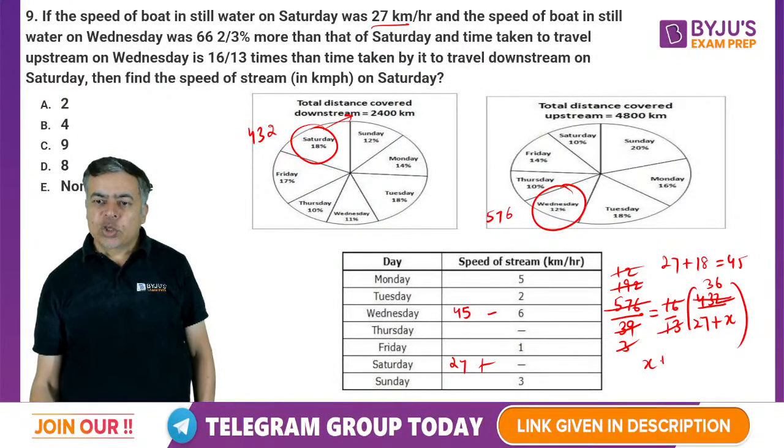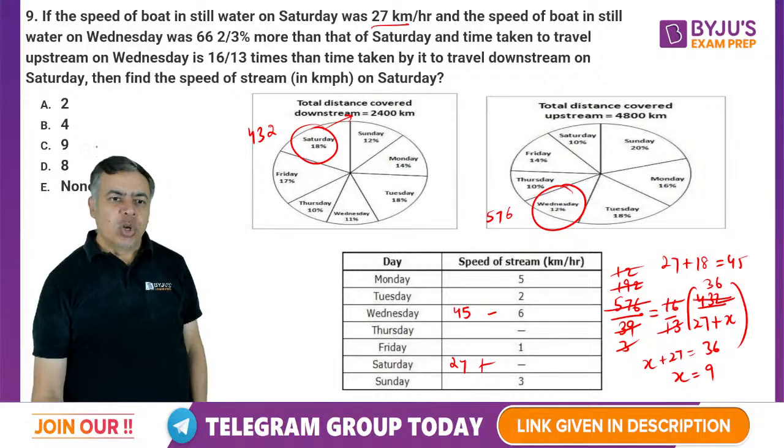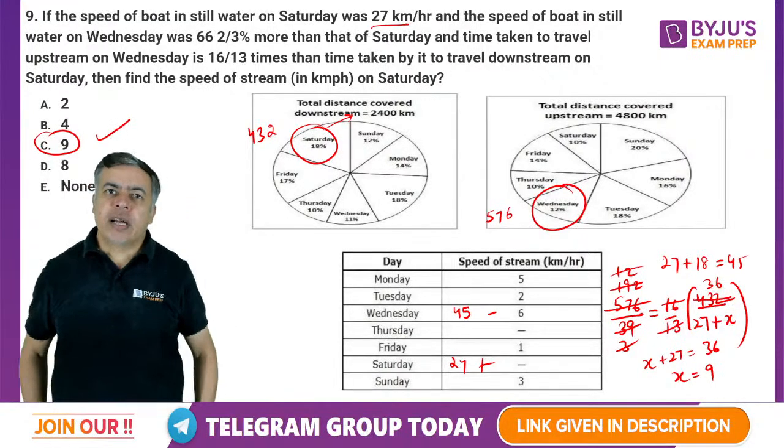So x plus 27 is equal to 36. So x equals 36 minus 27, 9. So 9 should be the speed of the stream. 9 should be the speed of the stream, right?